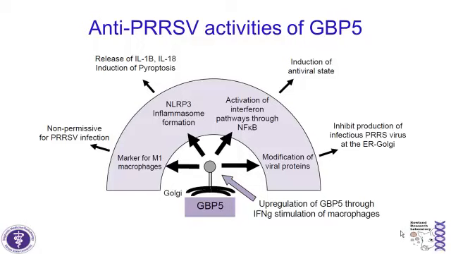When we look at what this protein does when it's upregulated in response to interferon, it's a marker for M1 macrophages, and it probably drives the differentiation of these macrophages. These macrophages are non-permissive for PRRS. PRRS infects this population of M2 macrophages that are CD163 positive. Through the formation of inflammasomes, the release of inflammatory cytokines, through stimulation of NF-kappa B pathways, induction of antiviral states. And then really interesting, coming out of work done on HIV, is that this protein may physically interfere with the replication or assembly of the virus itself.